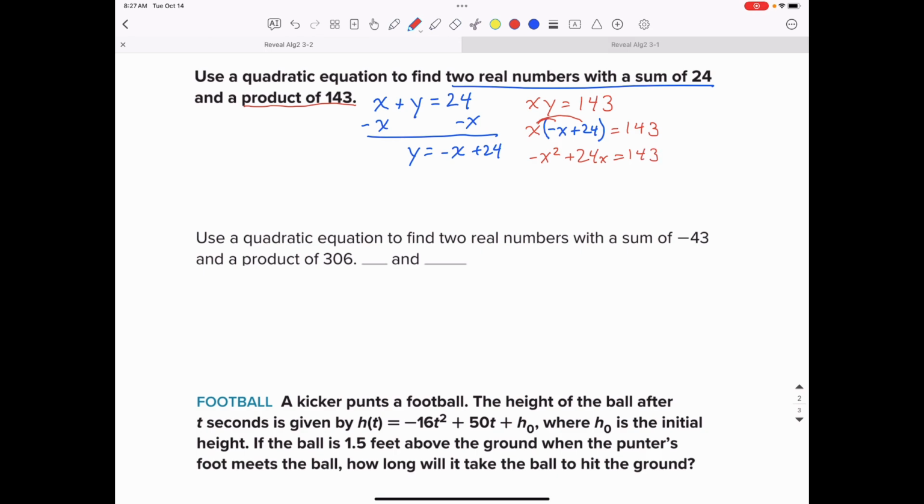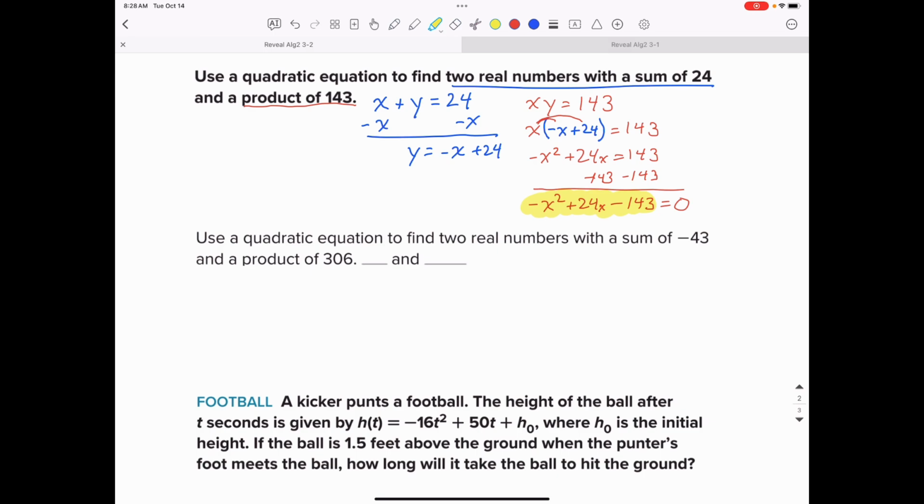And since it does have an x squared in it, we do want to set it equal to 0, just like we've done all the way up to this point. So I'll subtract 143 from both sides. Since there are no like terms, I just have negative x squared plus 24x minus 143 equals 0. So the function that we're going to put into Desmos is negative x squared plus 24x minus 143.